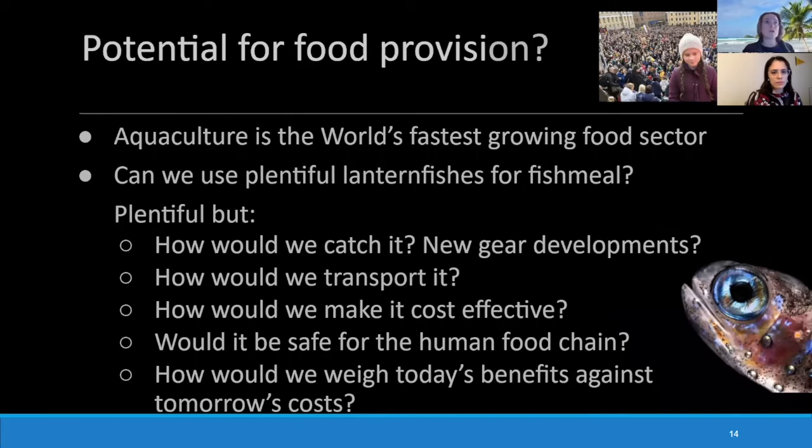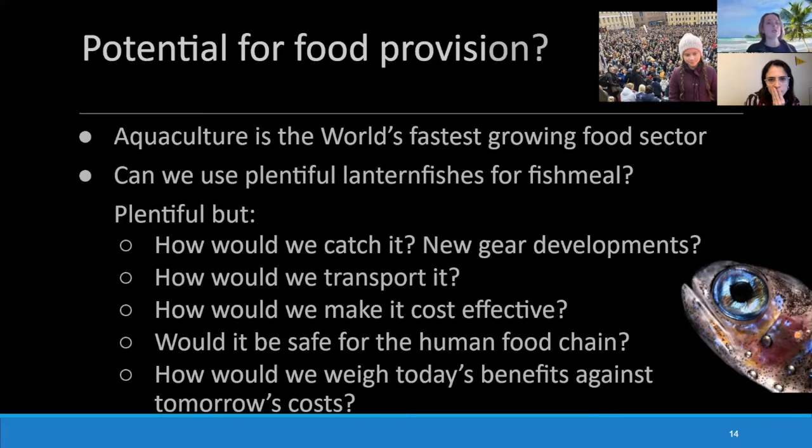Aquaculture is the world's fastest growing food sector. But it requires protein to feed fish in aquaculture, and a lot of this currently comes from fish meal. So the question is, can fish that are really plentiful in the mesopelagic or the ocean twilight zone, things like lanternfishes, can they be developed or harvested to produce fish meal? But there are a lot of questions that this raises.